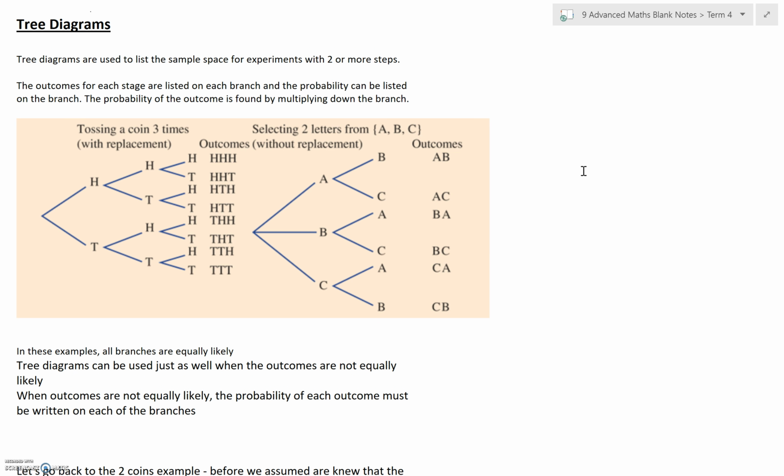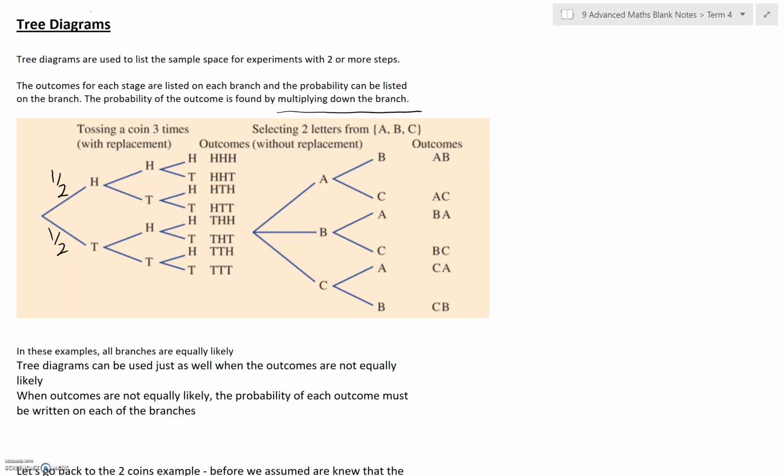And we find the total probability of the outcome by multiplying down the branch, and I'll show you what that looks like. So here's a couple of examples. The first one is tossing a coin 3 times with replacement. So we've got one coin, we toss it, we grab it again, we toss it again. The outcome is even for each possibility. So we've got an even chance of getting a head or a tail, which means the probability of getting each one of those is half.